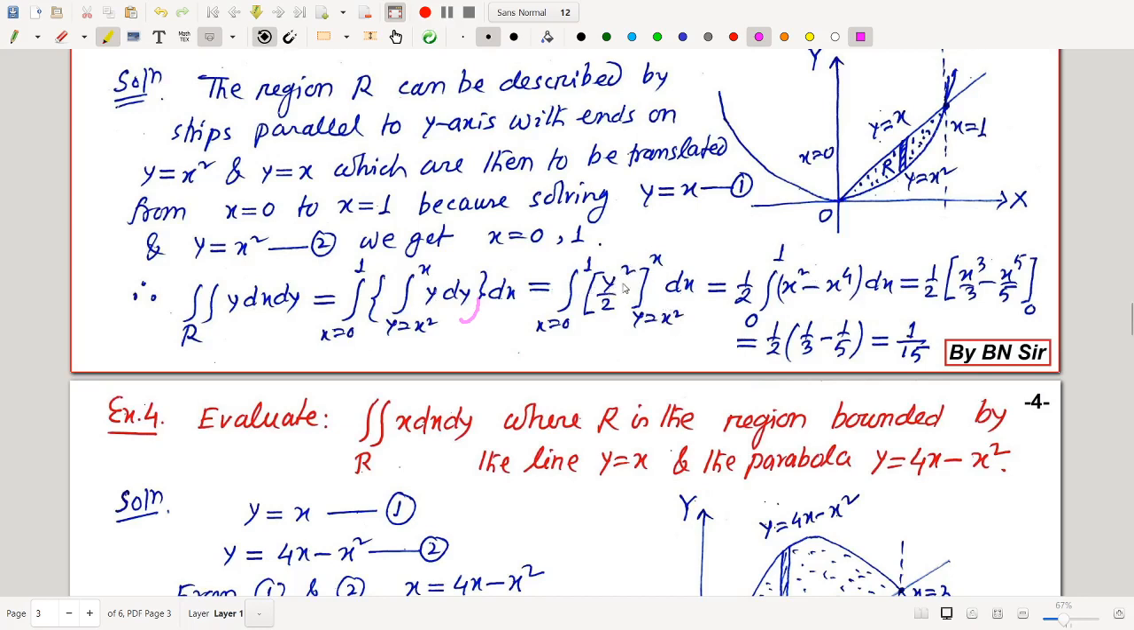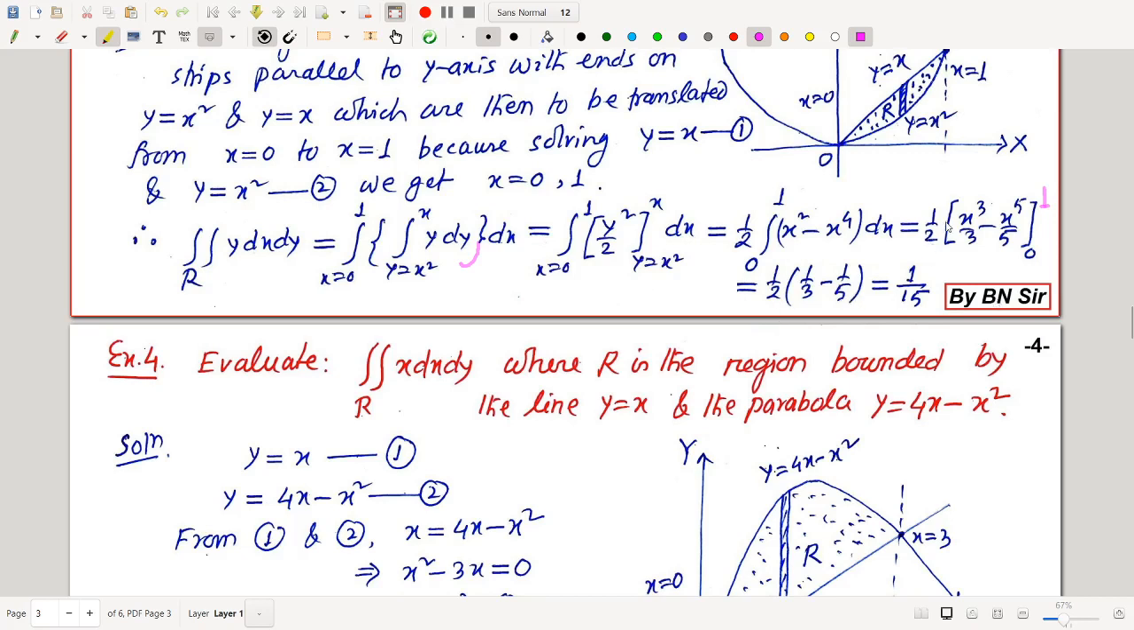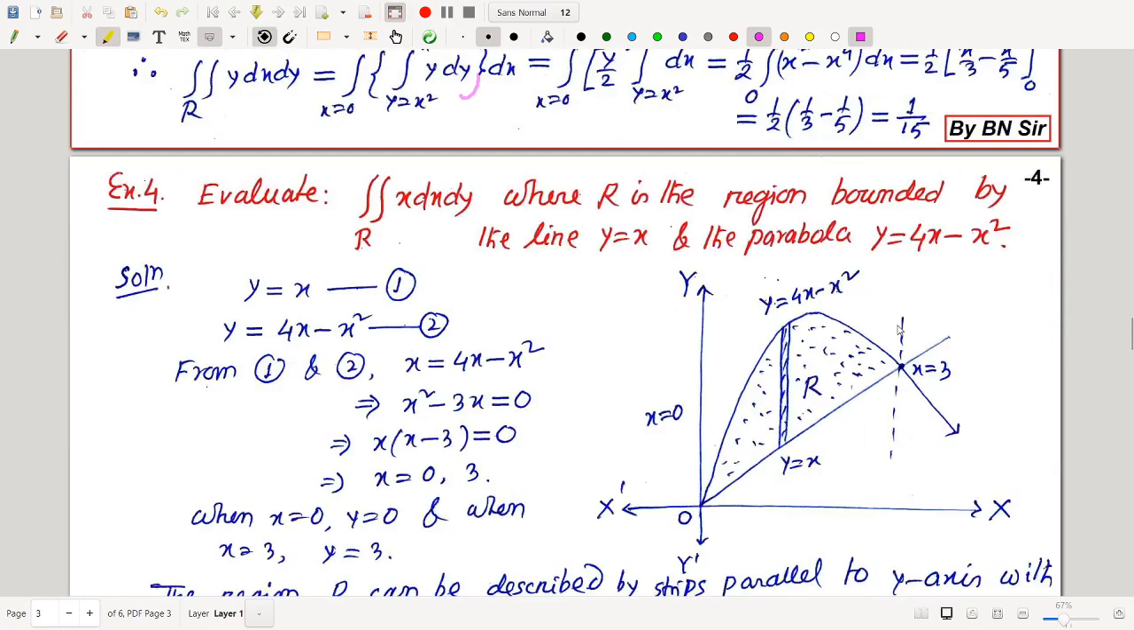When we put y equal to x square here, x to the power 4, and then we integrate with respect to x, it will be x cube by 3 minus x to the power 5 by 5, 0 to 1. Okay, so it will be half times 1 by 3 minus 1 by 5, and at 0 both are 0. So the answer is 1 by 15. So you have got this double integral value.